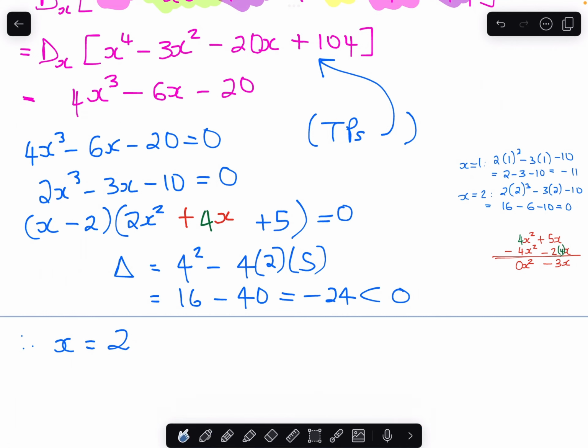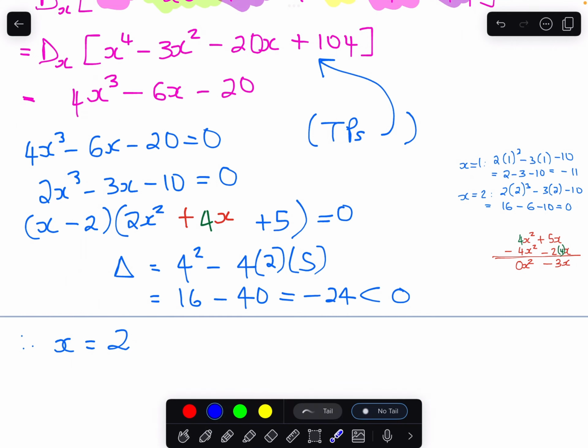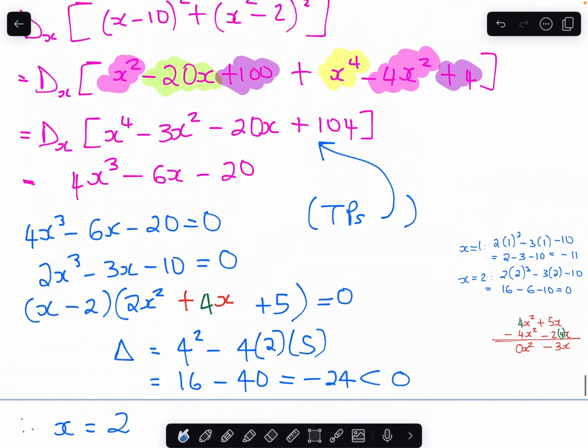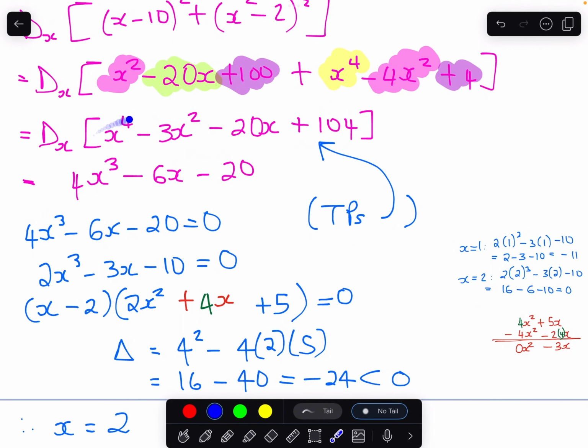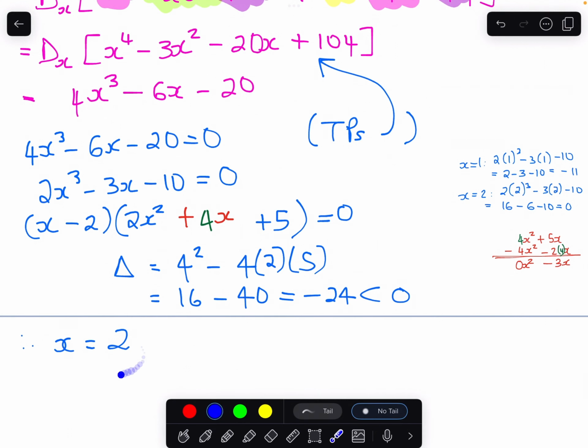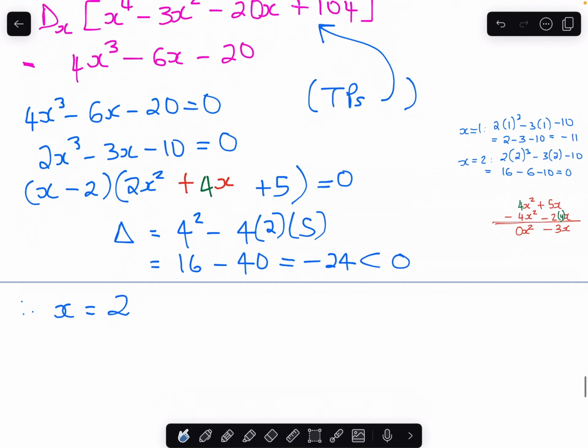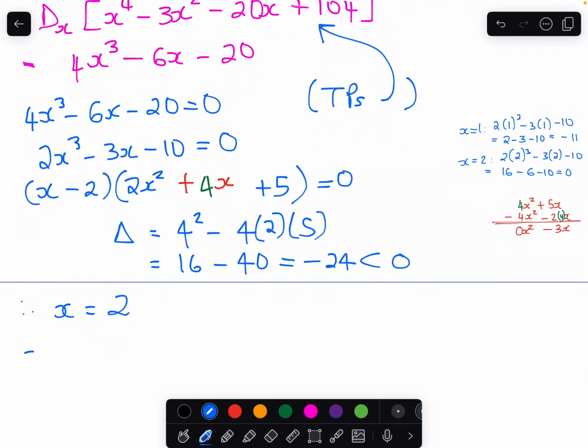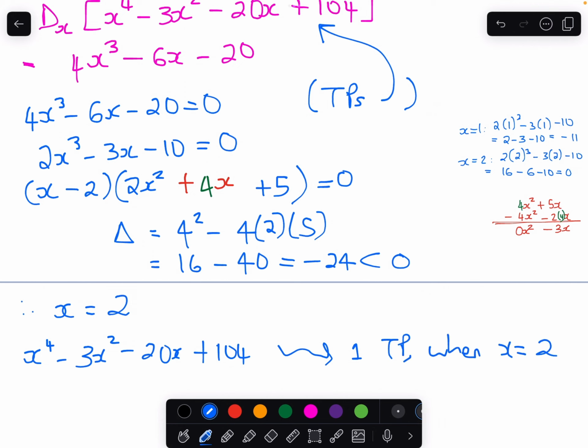So that means that this guy only has one turning point, and that turning point occurs when x is equal to 2. Okay, so x to the 4 minus 20x plus 104, one turning point when x is equal to 2.